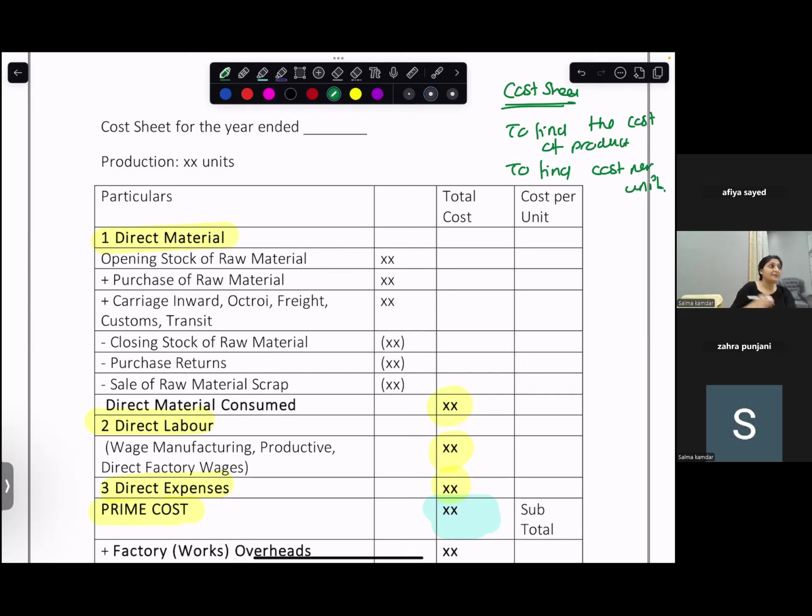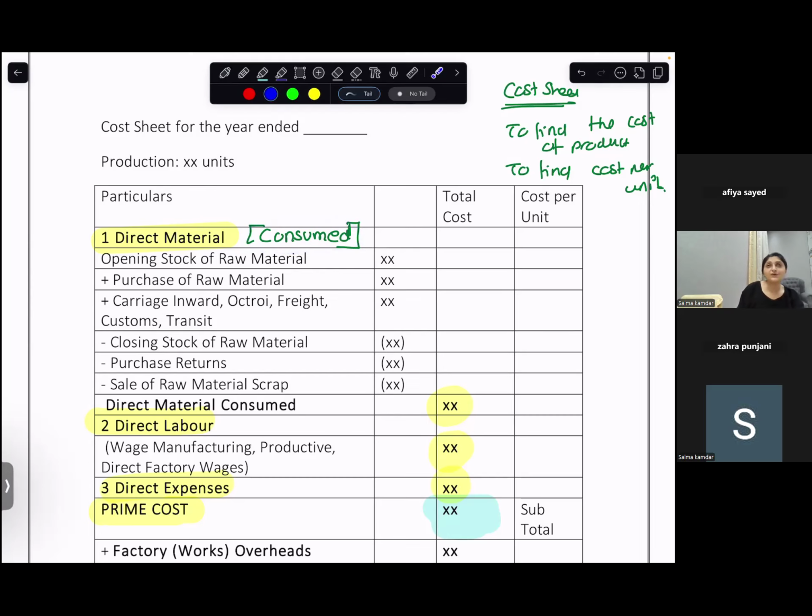So if I am trying to find the cost per unit, whenever I am taking the direct material into consideration, I will take the direct material consumed. What do I mean by direct material consumed? The raw materials which are being used to make the product.